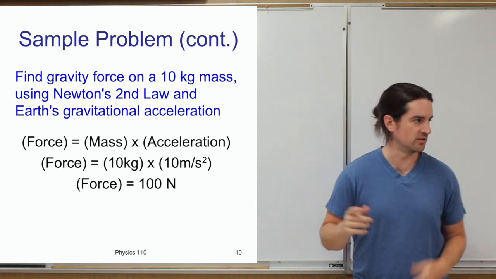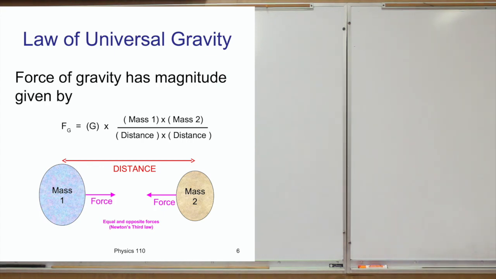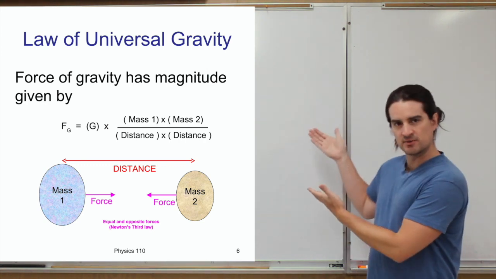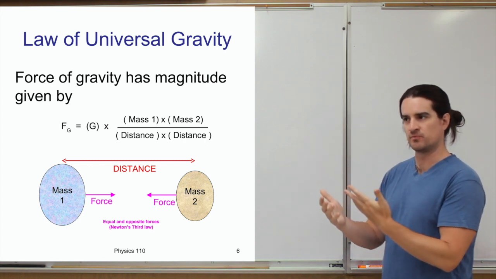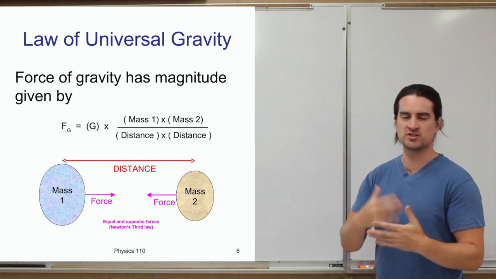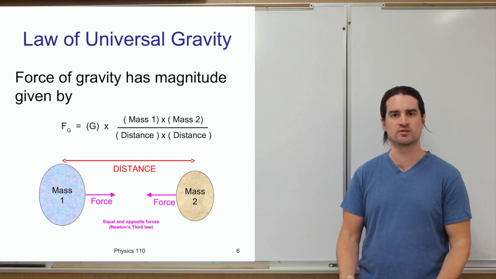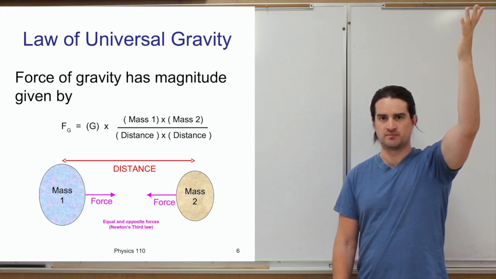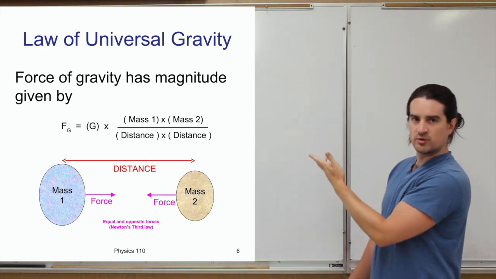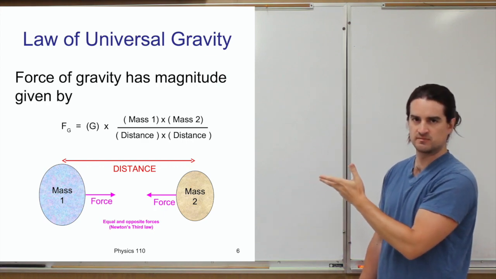So why even bother? Well, the reason for the much more complicated formula is that it can be used for any masses, right? When you use the fact that the acceleration due to gravity on the Earth's surface is 10 meters per second squared, that's a very particular thing. That works on the surface of the Earth. Even if you move up into the stratosphere, it changes a bit. Right? So this equation tells you the gravitational force between any two objects.